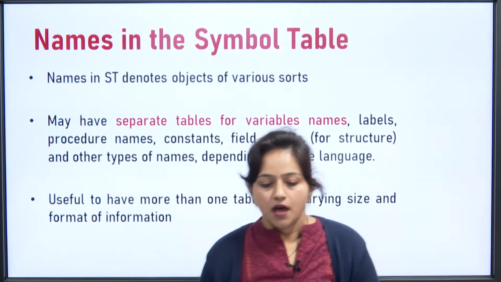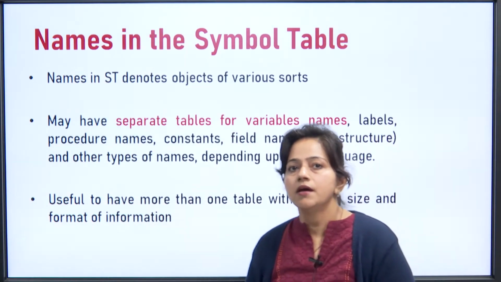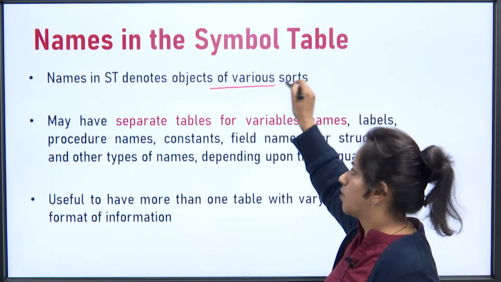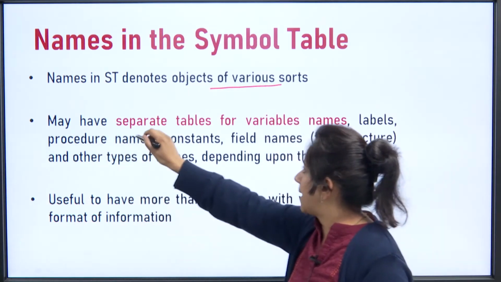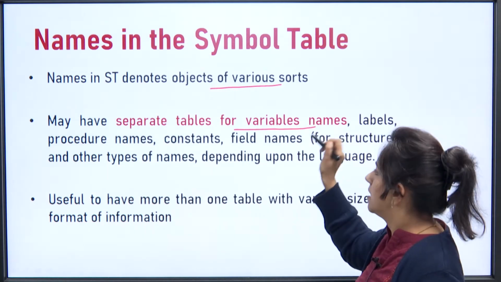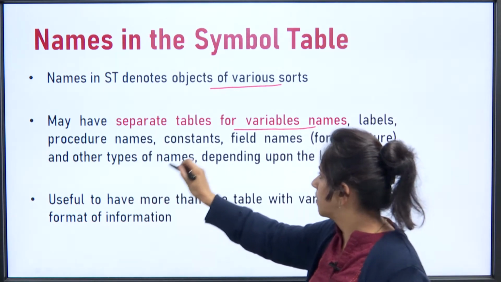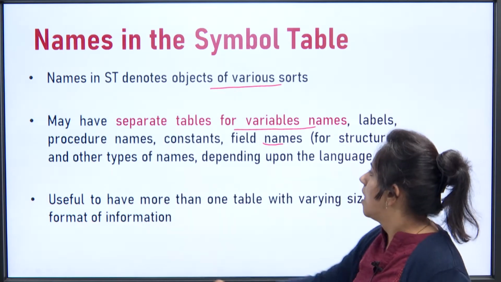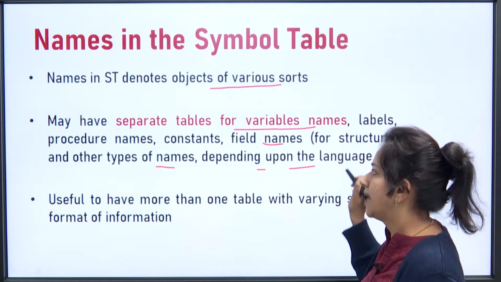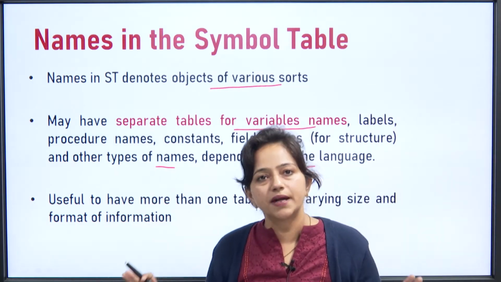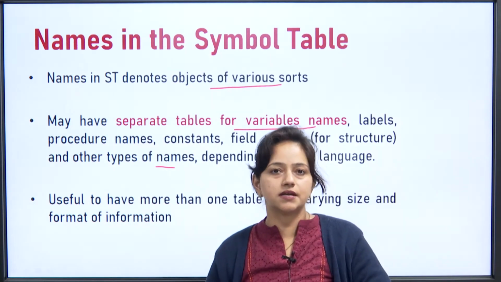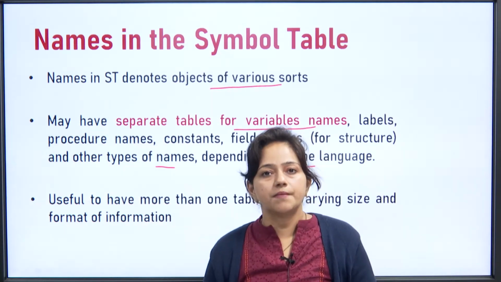Now next is names in the symbol table. Names in the symbol table actually denote objects of various sorts. So we may have a separate table for variable names, labels, procedure names, constants, field names, or for structures or other types of names depending upon the language. So we may be having separate tables for different types of names: label, procedure, array, single variable, complex variable.